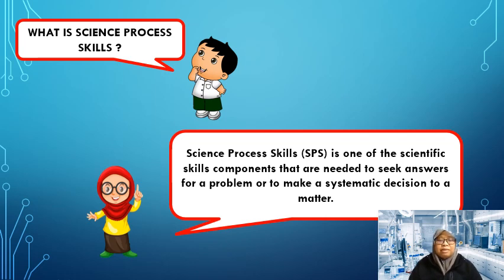Okay, what is a science process skill? Science process skill is one of the scientific skills components that are needed to seek answers for a problem or to make a systematic decision to a matter. Okay, this is when we want to make a conclusion or a decision on a matter. We will use science process skills systematically to obtain the decision. Okay, through SPS. So let's go further.